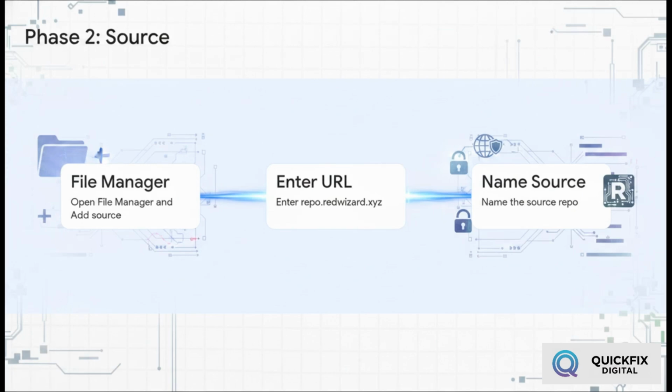Into phase 2, adding the source. Head back to the System page, open up the File Manager, and click Add Source. Now listen, this part is absolutely crucial. You have to type this URL exactly as it's written, https://repo.redwizard.xyz. Literally one typo here and the whole installation fails. Once you've got that typed in perfectly, name it something easy to remember, like repo, and hit OK.